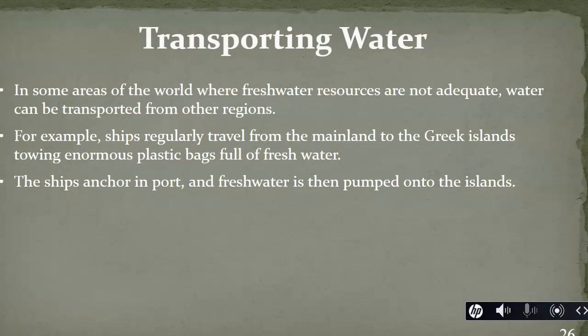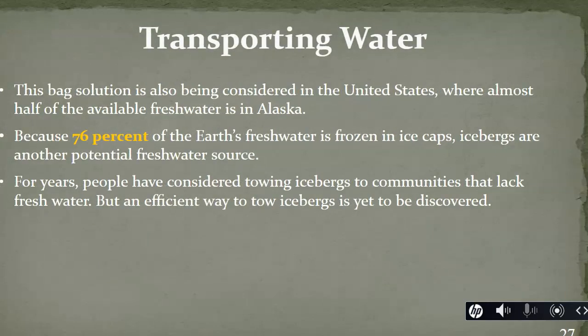Okay. In terms of transporting it, transporting anything comes with its long list of side effects. About 76% of our Earth's freshwater is frozen in the ice caps. We have actually talked about that before. So people throw around the idea of towing icebergs to communities that lack fresh water. We can allow the iceberg to melt and have the water that way, but that's really not efficient right now.